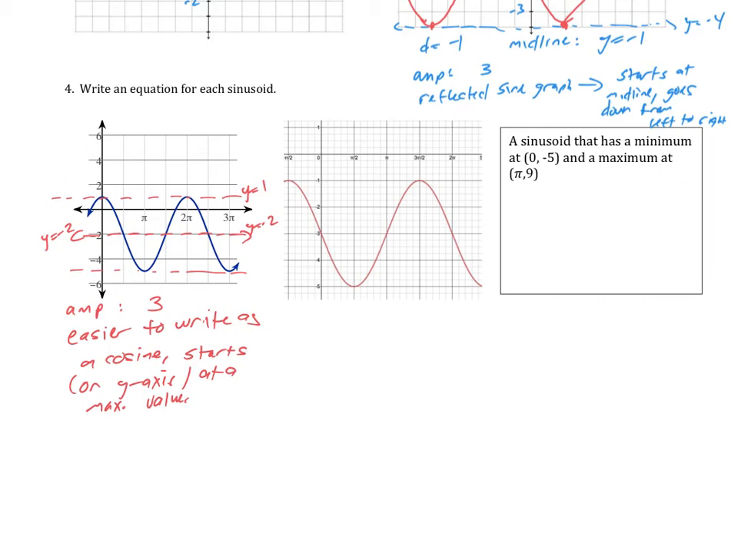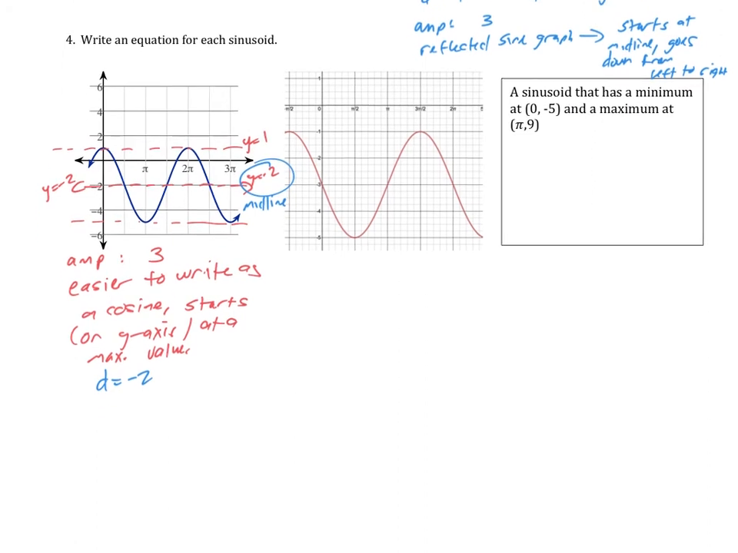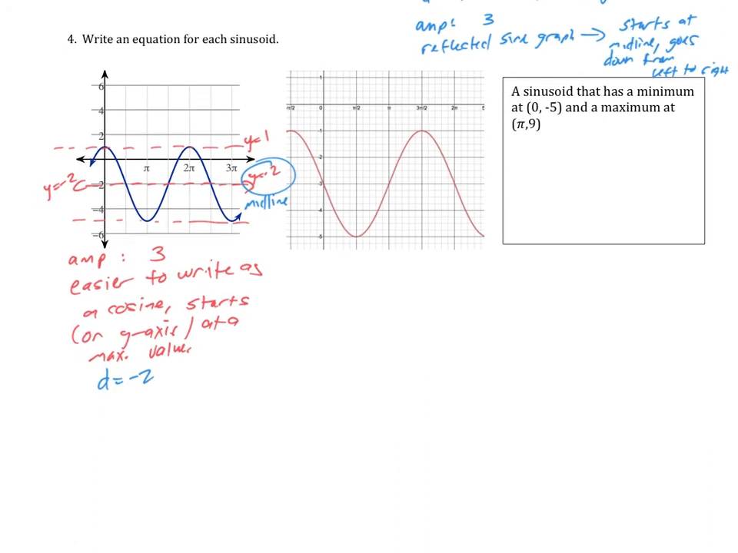And the other thing we need to know is the vertical shift. So y equals negative 2, that means d equals negative 2, our midline. Sorry, I should say the midline is at y equals negative 2. That means d is negative 2. So now we are ready to write our function. We know that the value for a is going to be positive because it starts at a maximum. So a is going to be positive.